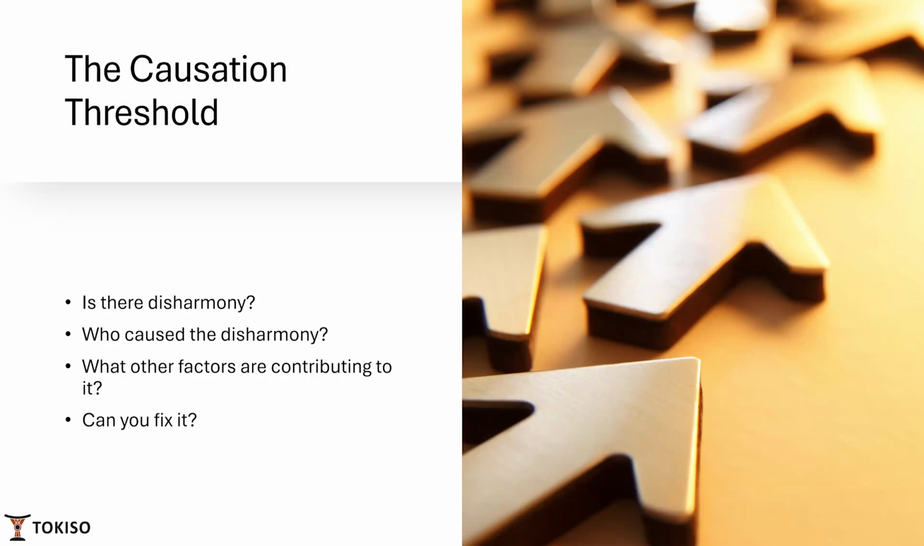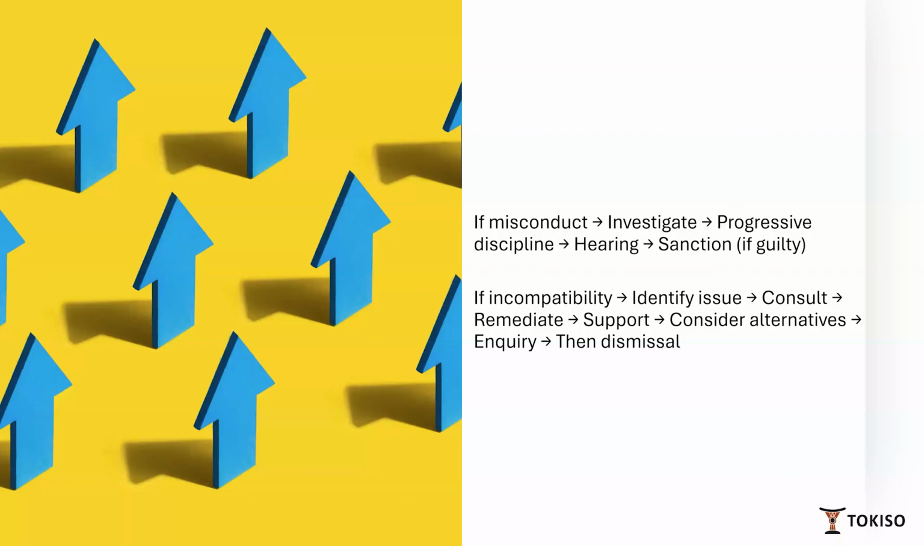You must prove that the employee substantively caused the breakdown, and not merely that the relationship has been strained. Then, at this point, you may want to conduct a thorough investigation to collect all the evidence and facts to determine what remedial steps should be taken, and whether it is a matter where the relationship has irretrievably broken down. Once you've determined whether it is a matter of misconduct or incapacity relating to incompatibility, it will determine what steps you follow.